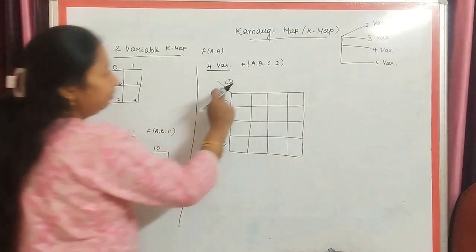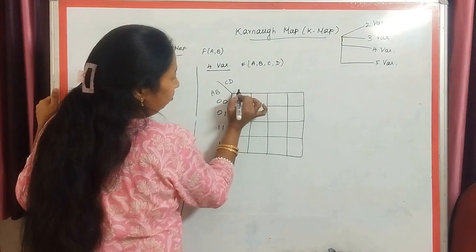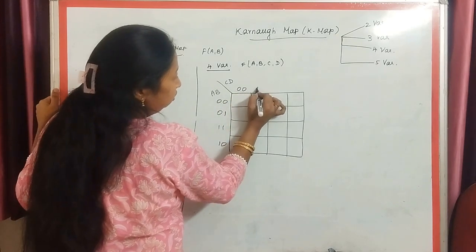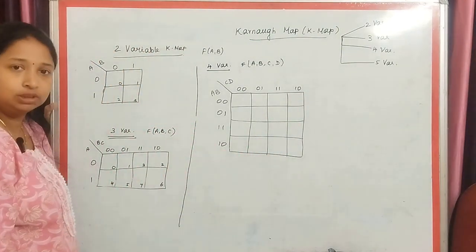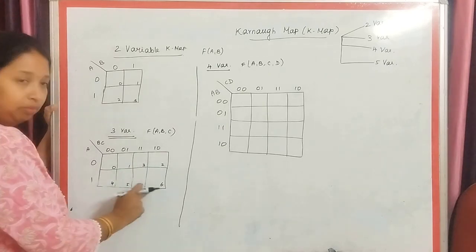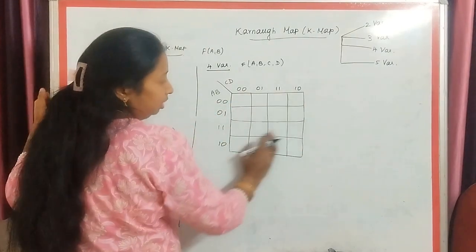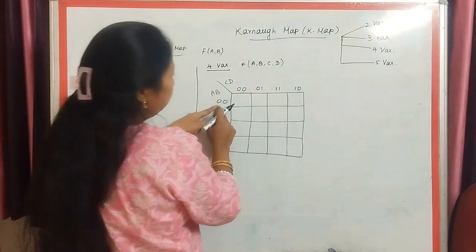Right? Similarly, on the top again, there are 2 variables. So for 2 variables, how many combinations do you have? It is 0, 0, 0, 1, 1, 1 and 1, 0. The 4 combinations. Clear? Now, how did you find out the decimal numbers? In a similar way, you have to find out the decimal numbers and write them for this as well. Clear?